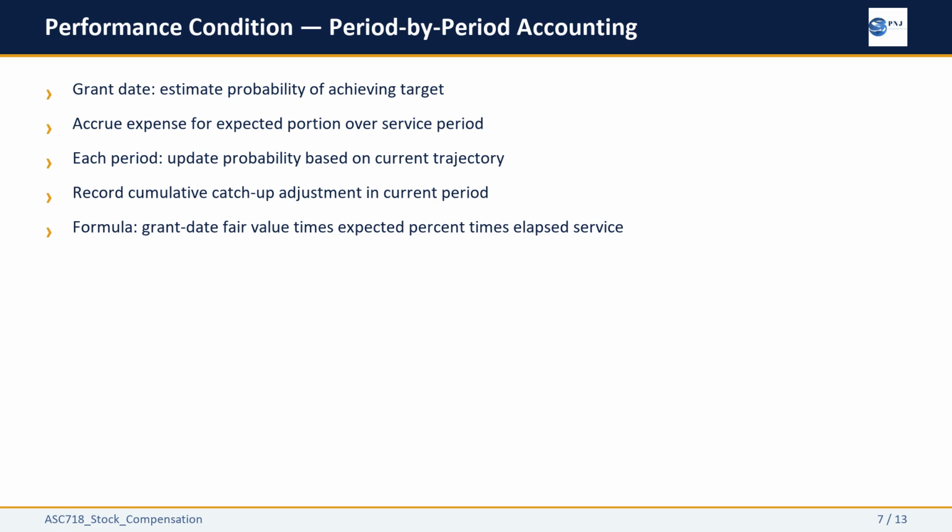At the grant date, management estimates the probability that the performance target will be achieved and begins accruing expense for the expected portion of shares over the service period. The formula is the grant date fair value multiplied by the expected vesting percentage, multiplied by the fraction of the service period that has elapsed. Each subsequent reporting period, management updates that probability estimate based on current performance. Then a cumulative catch-up is calculated. You figure out the total expense that should have been recognized from day one through today at the new probability, and you record the difference between that cumulative amount and what has already been recognized.